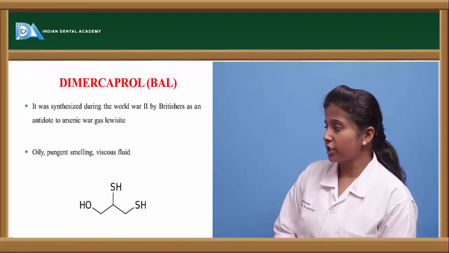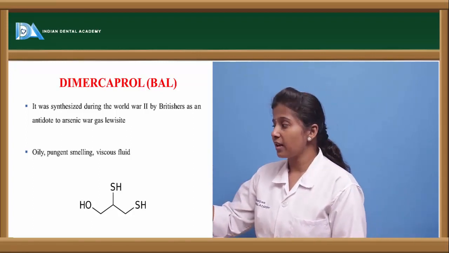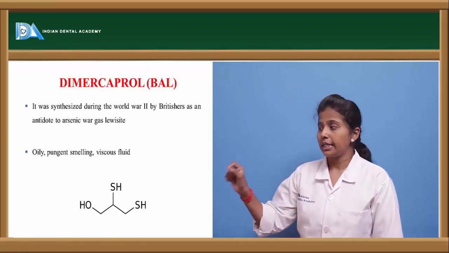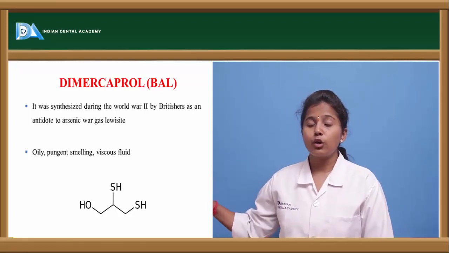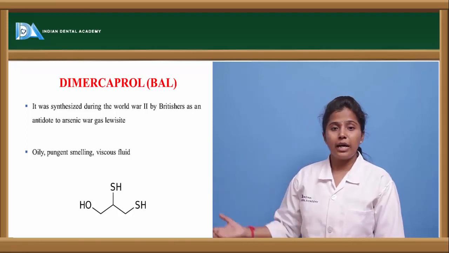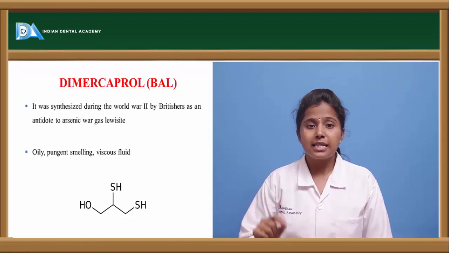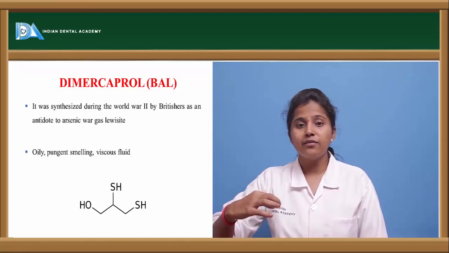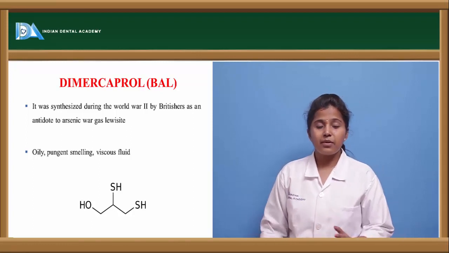So this DIMERCAPROL has such a smell and it is a viscous fluid. If we see the structure, it is a compound which has hydroxyl as well as sulfhydryl groups. There are two sulfhydryl groups. These are the major groups that bind the heavy metal. So this SH group present in DIMERCAPROL is the major ligand which binds to the heavy metal in order to antagonize the heavy metal poisoning.